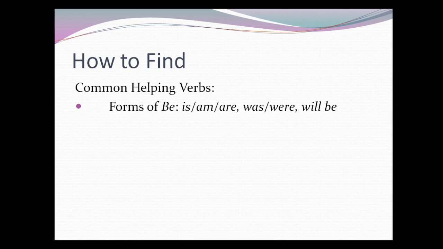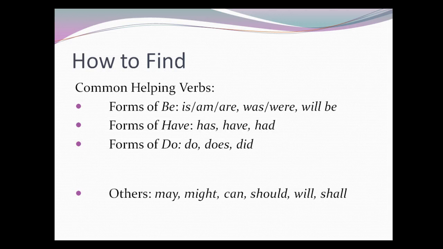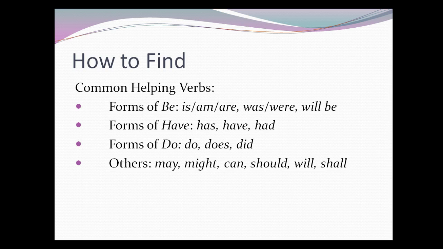Some common helping verbs for those that want to actually write them down. Forms of be are is, am, are, was, were, will, be. Forms of have: has, have, had. Both of those forms, be and have, could be linking verbs by themselves. However, if they're in front of another verb, then in this case they're going to be considered helping verbs. Also, forms of do can be helping verbs, again, if they're used in front of another verb. Other ones that typically are helping verbs only are may, might, can, should, will, shall. There's a lot more than this, but this is a place to start.